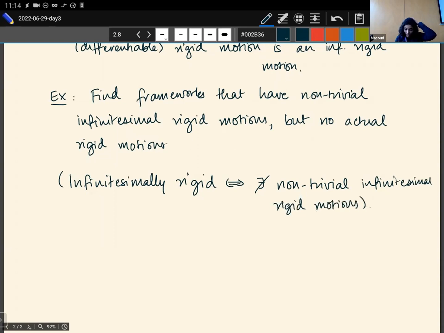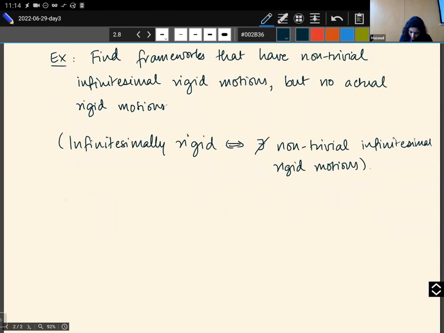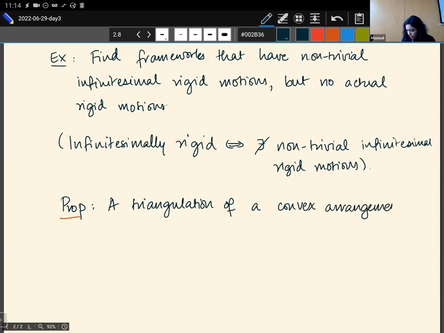Okay, so one kind of not very difficult proposition that you can write down right away is that if you have a convex arrangement of points and if you triangulate it, it's going to be rigid. Okay, so a triangulation of a convex arrangement of points is infinitesimally rigid.